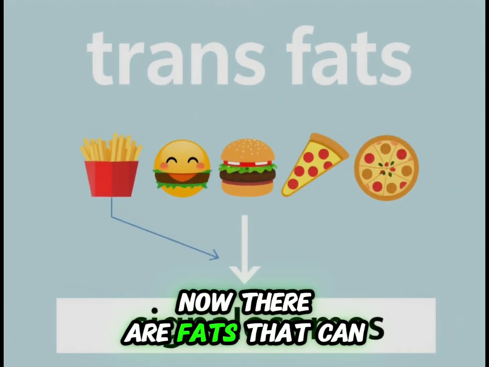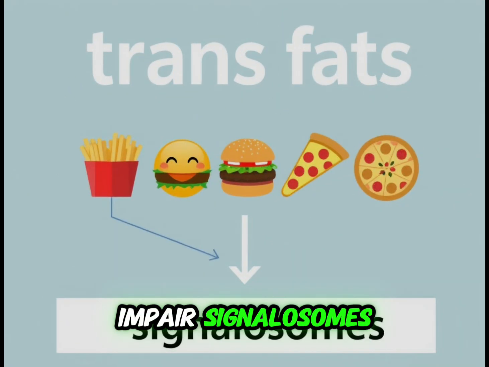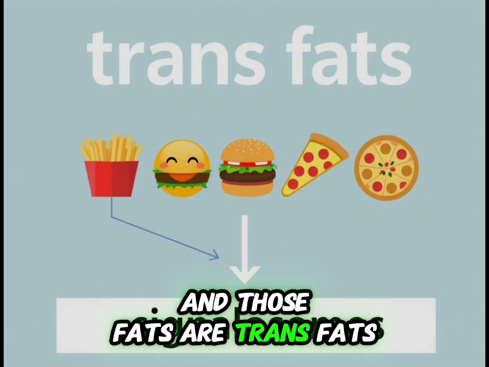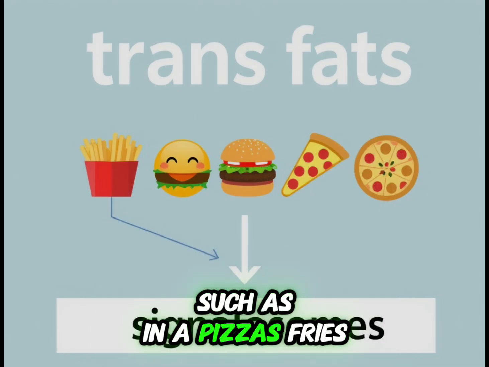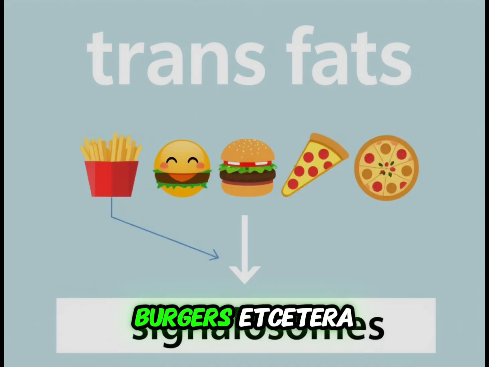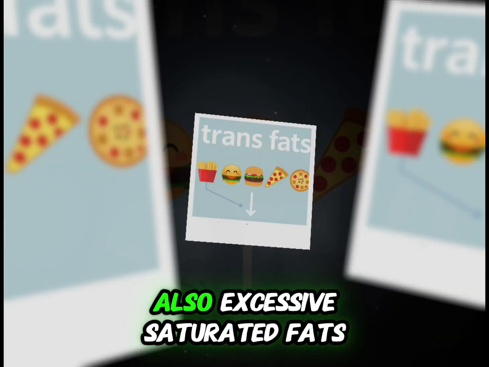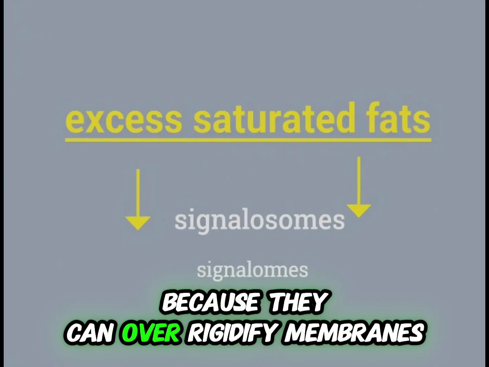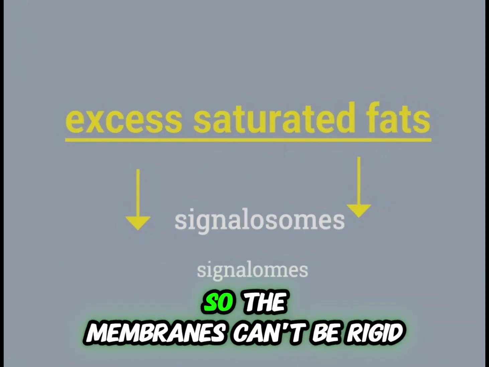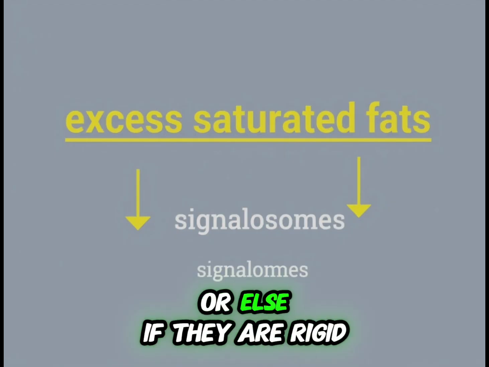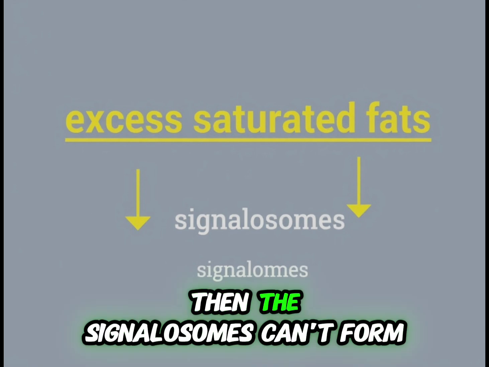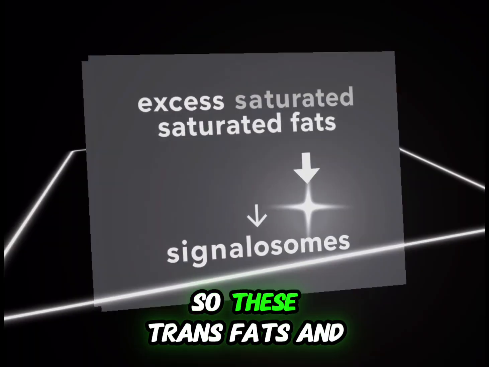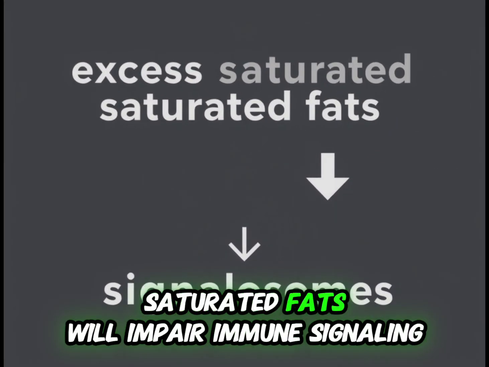Now, there are fats that can impair signalosomes, and those fats are trans fats, such as in pizzas, fries, burgers, etc. Also, excessive saturated fats, because they can over-rigidify membranes. So the membranes can't be rigid, or else, if they are rigid, then the signalosomes can't form. So these trans fats and saturated fats will impair immune signaling.